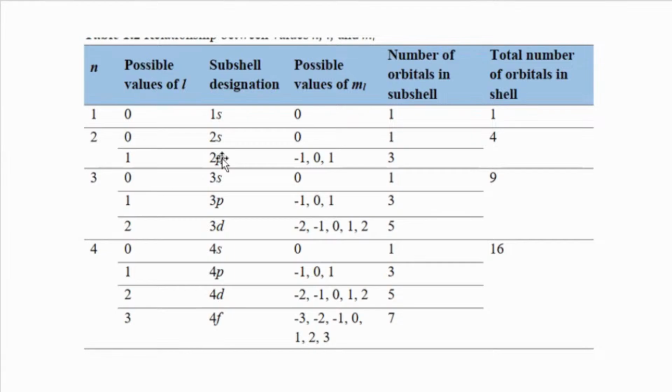So when we move on to the third energy level, it has three types of orbitals: s, p, and d. So s can occupy 2 electrons, p can occupy 6 electrons, then 8, and d can occupy 10 electrons. That's how 18 electrons can be occupied.